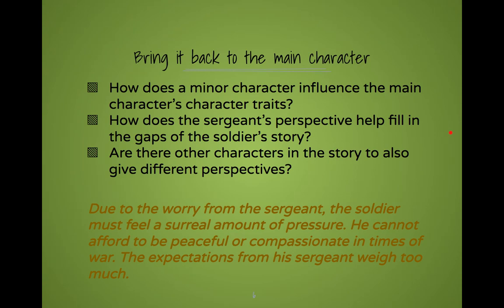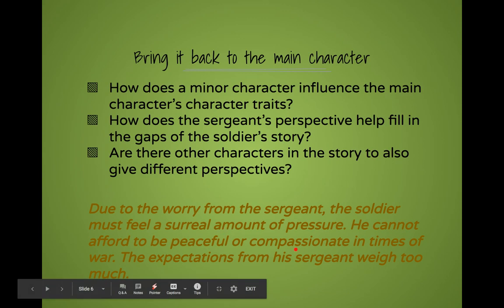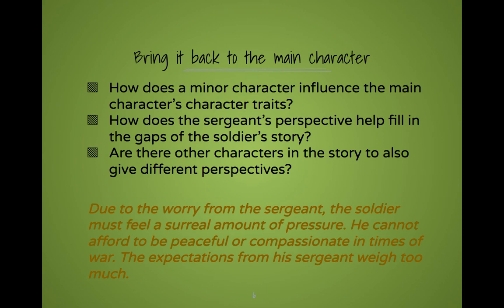Well, this helps us identify that the soldier has a job to do, and that's why he's conflicted. So the minor character is actually helping to contribute to the internal conflict and external conflict of what's going on in the character's head. And then finally, are there other characters in the story to also give different perspectives? So we can think about in this story, what about the enemy? What does the other soldier think about? What about the babies that he talks about? We don't even know the perspectives of them, but we can just imagine what they might be thinking, right?